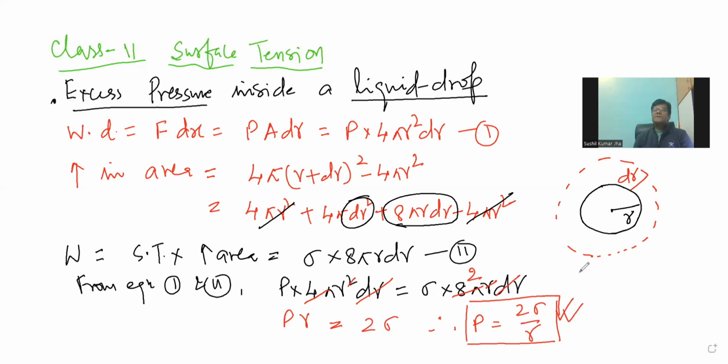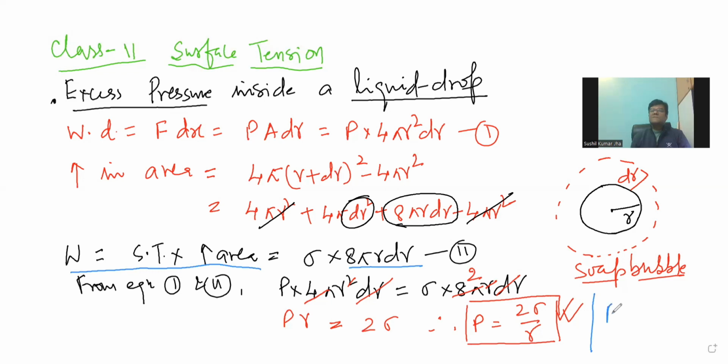This is the formula for the excess pressure inside a liquid drop. If we talk about a soap bubble, in case of soap bubble, if we try to find this excess pressure, everything would be the same, but only one step would be different. What is that? When we'll be writing the work done, which is surface tension into increase in area, here we'll multiply by a factor of 2, because in case of a soap bubble, outside and inside, both sides there is air. So surface tension is effective on both the sides.